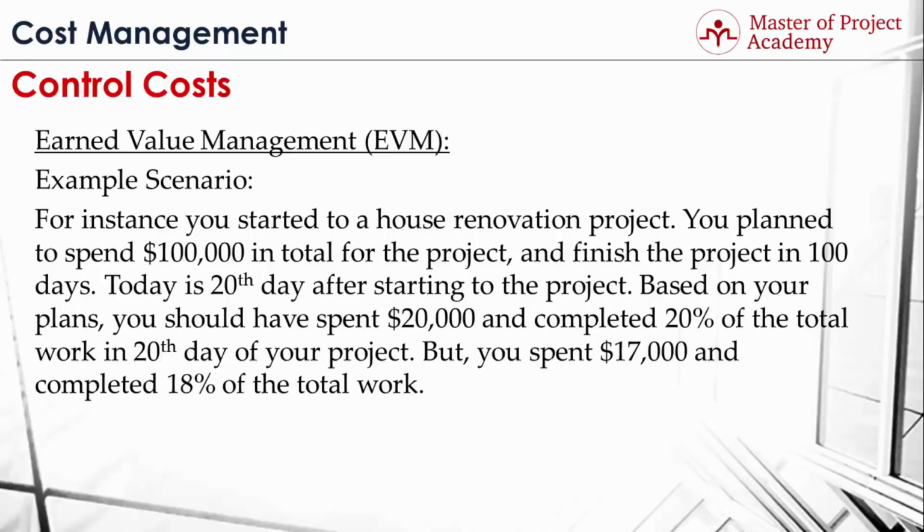Today is the 20th day after starting the project. Based on your plans, you should have spent $20,000 and completed 20% of the total work in the 20th day of your project. But you spent $17,000 and completed 18% of the total work. What are the planned value, earned value, and actual cost for this scenario? Let's see them one by one.